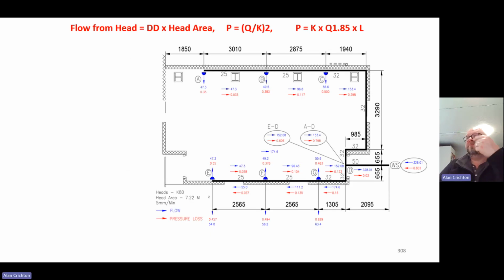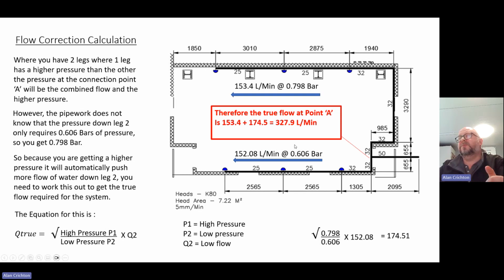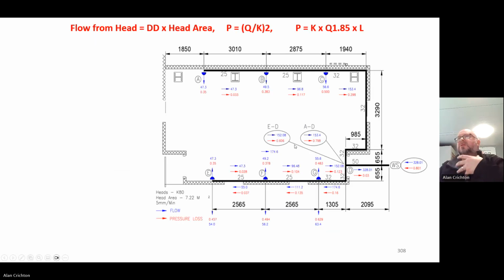If we take this further, we work out where we get these flows and pressures from. So here's where we get them from. And this is what you need to do when you do your hand calculation. Okay, so bear with me, we'll try and take our time with this. Right, so first thing we want to do is take the furthest away head from the water supply here.